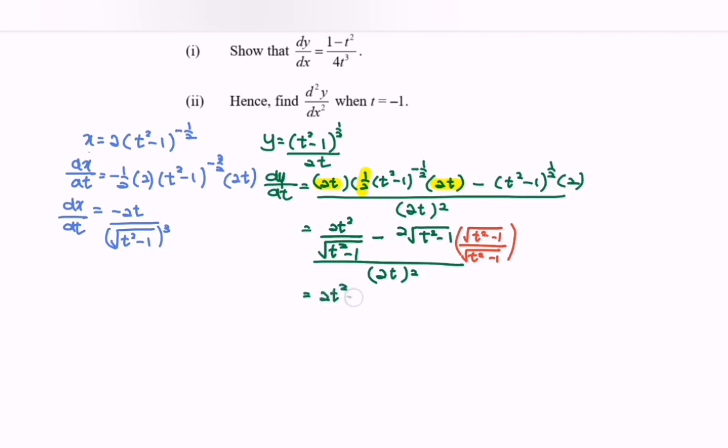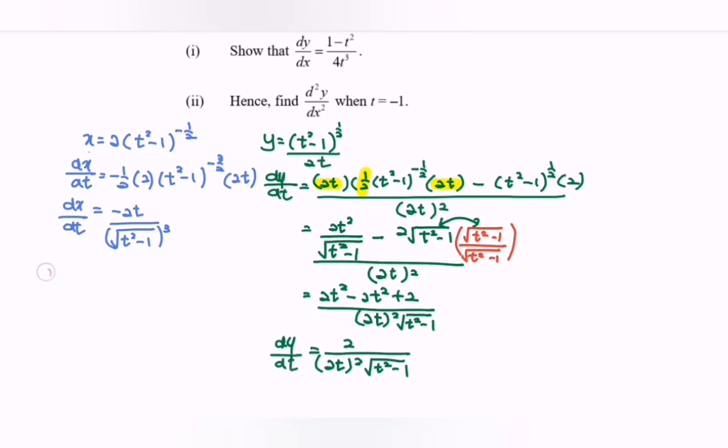2t squared minus, we have the 2. Then if we expand this part, we will have negative 2t squared. Continue, we have the positive 2 over (2t) squared multiplied with the square root of t squared minus 1. Finally, we have 2 over (2t) squared multiplied with t squared minus 1. That is our dy/dt.